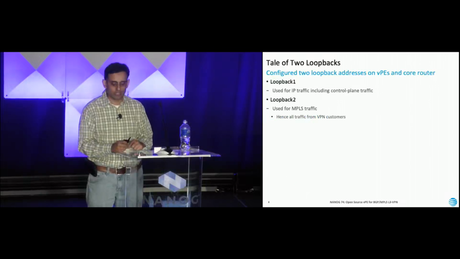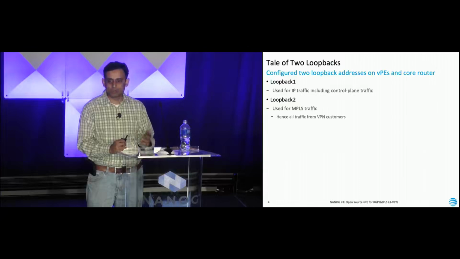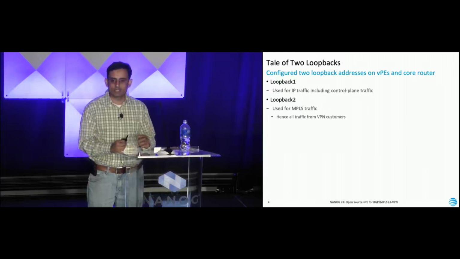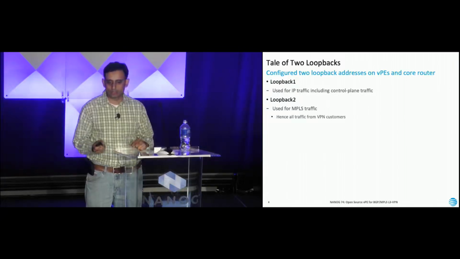Before I go into the details of configurations, let me mention that we use two loopback addresses on every box running in the service provider network. In particular, the first loopback, which I call loopback 1, is used for IP traffic, especially the control plane traffic related to OSPF, LDP, and BGP. The second loopback is used for MPLS traffic, so all the customer traffic for the VPN customers is bound to loopback 2 of the boxes in the service provider network.